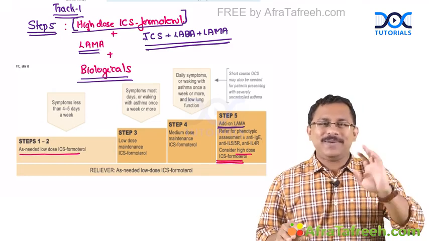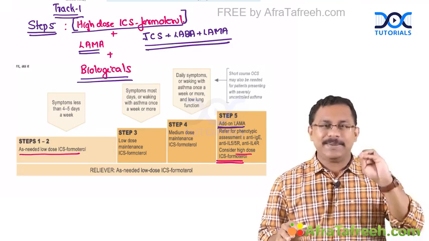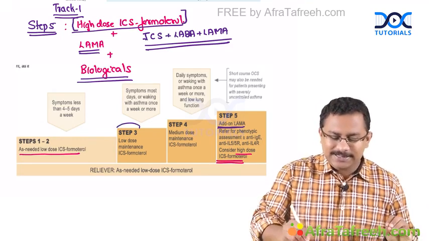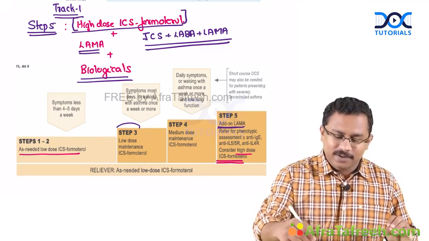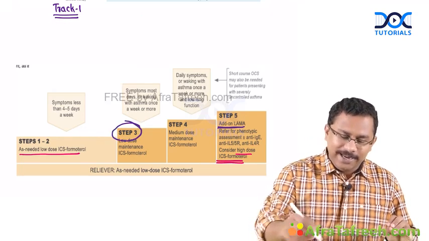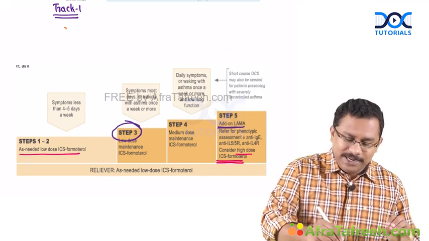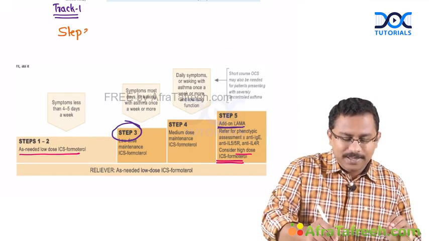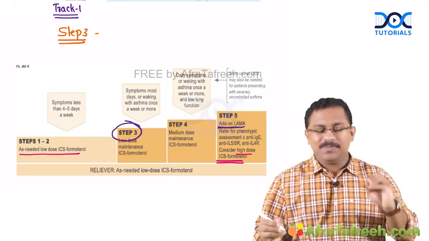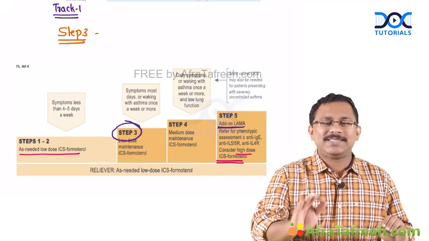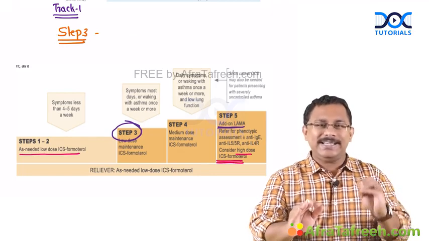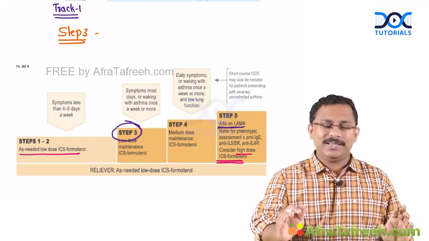Now suppose when the patient presents to you, he is in step 3. Just let us think of a scenario where at presentation, the patient is in step 3. Now, if the patient is in step 3 at presentation to you, you have got to give the patient as maintenance a low dose ICS formoterol combination.